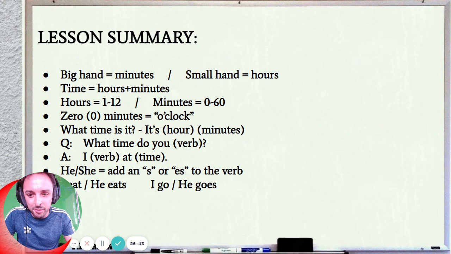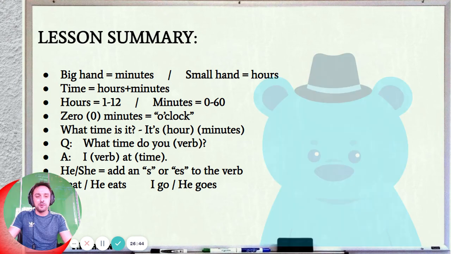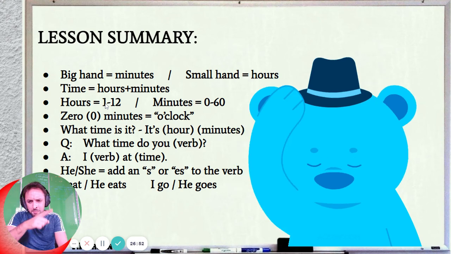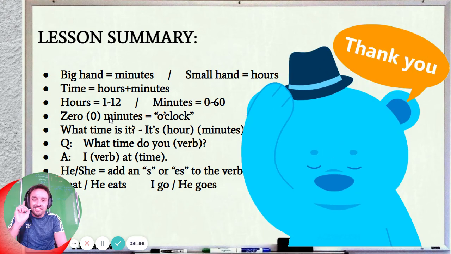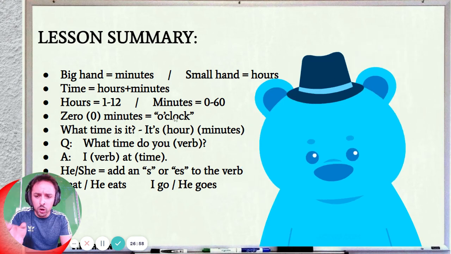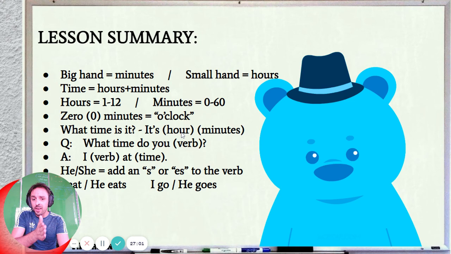Remember, big hand is minutes, small hand is hours. Time is hours and minutes. Remember the hours are the numbers on the clock. The minutes you need to times by 5. Remember, if it's 0 minutes, you say o'clock. What time is it? You say it's hours, minutes.